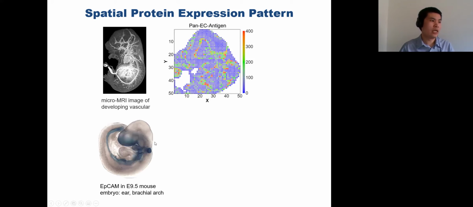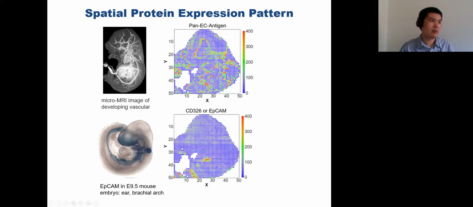And also we did the EpCAM measurement in mouse. EpCAM is usually expressed only in the ear and the branchial arch. So here it shows the ear and also the branchial arch. This also demonstrates that our protein profiles are pretty good for understanding protein locations.